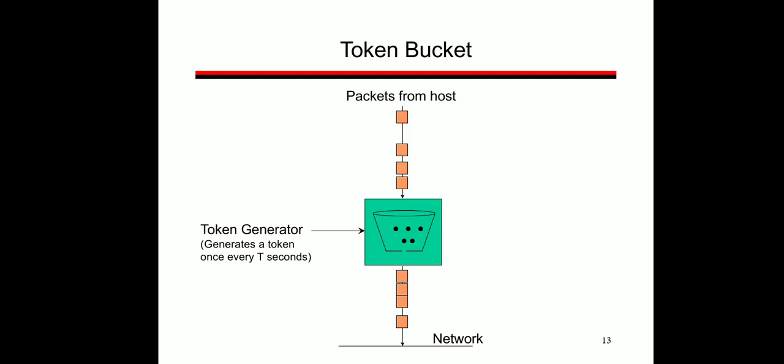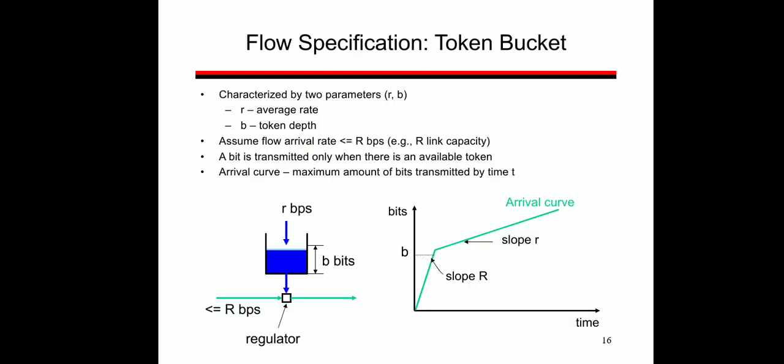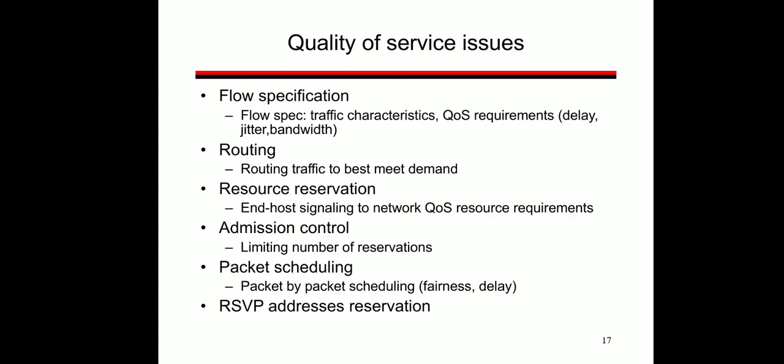So here we show the picture of the token bucket. We can see the example of token bucket versus leaky bucket. Here we can now see about the token bucket. Now we are going to see about the quality of service issues. There are many issues here: flow specification, routing, resource reservation, admission control, packet scheduling, RSVP, address reservation.